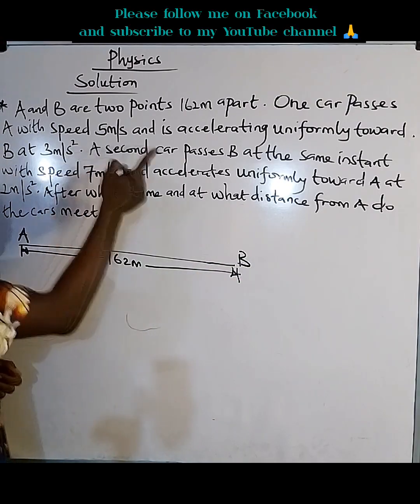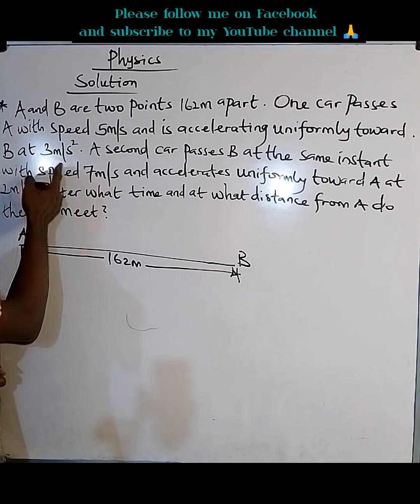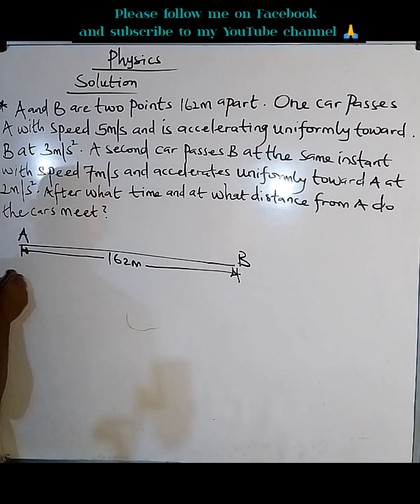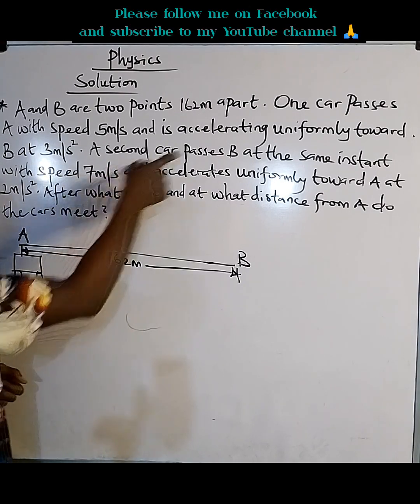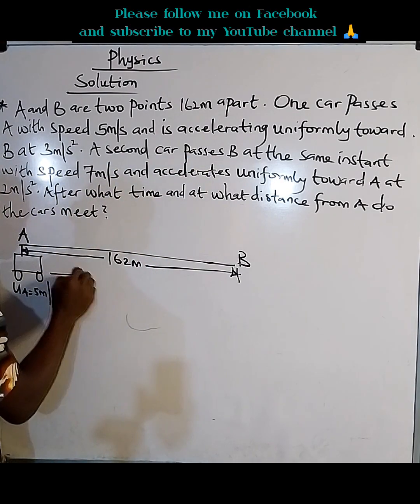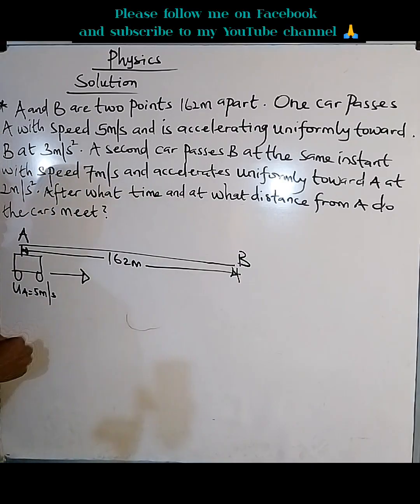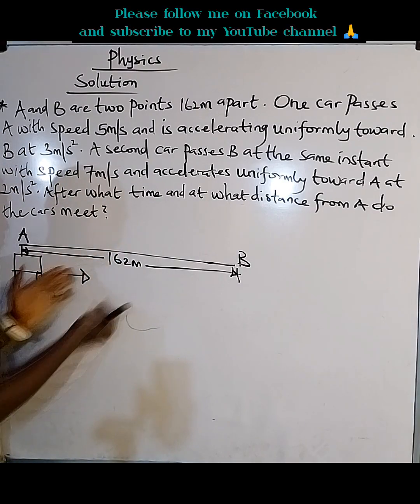So according to this question, one car passes A with a speed of 5 meters per second. So there's a car at this very junction. Let's just manage this image. So this very car passes this very checkpoint A with what speed? With a speed of 5 meters per second. So I could say this is the initial speed for car A, 5 meters per second. The car is at checkpoint A, and it's accelerating towards B.